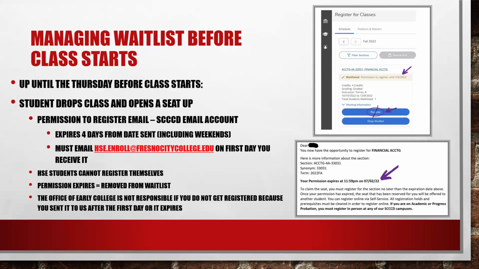When the permission to register offer expires after 4 days, that means you're removed from the wait list completely. So not only did you not enroll in the seat, but now you're no longer on the wait list and getting that priority.